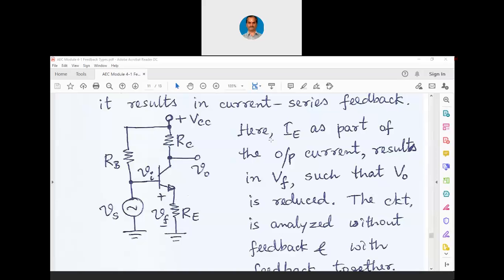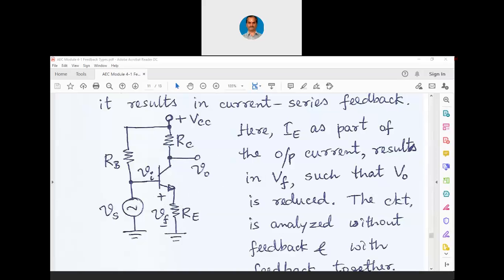Let us see. Here IE as part of the output current results in VF. There is an emitter current. We have seen in the emitter follower circuit that the output voltage itself was working like a feedback, but that was a voltage feedback. Here, as there is no bypass capacitance, we have this emitter current now, but we are taking output at the collector itself. Now the emitter current is going to vary because there is no bypass capacitance.